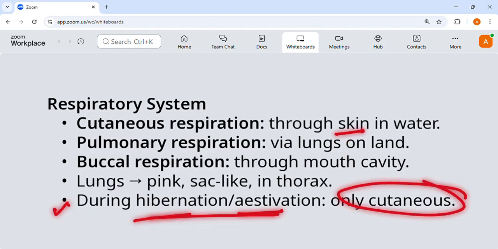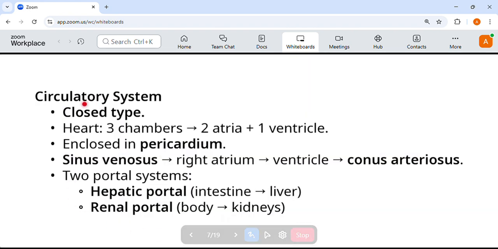Cutaneously, through skin they respire. Understood? It's very easy. Respiratory system. Coming to the circulatory system, it's a closed type circulatory system. Blood flows in the blood vessels.